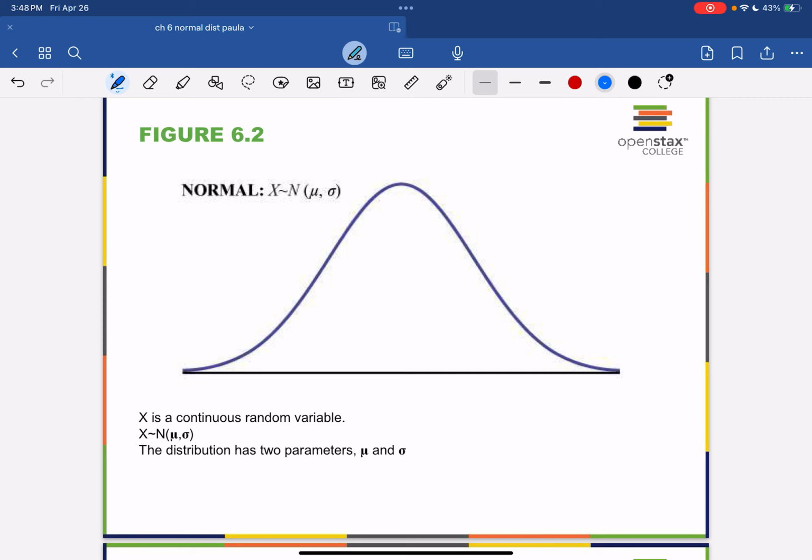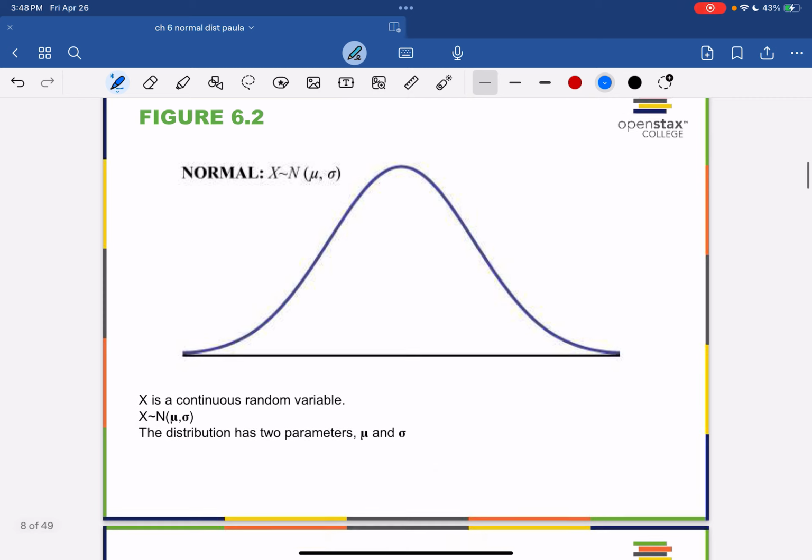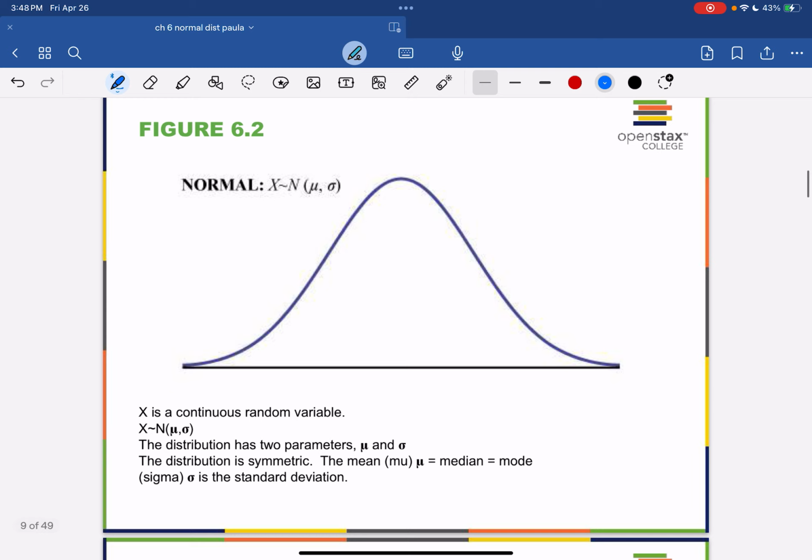So the two parameters are mu and sigma. The mean is the median, is the mode in this distribution. So they're all the same. The most popular value is the median, the middle value, and it's also the mean of the distribution. And then sigma is the standard deviation. The distribution is symmetric. It's the same on both sides. It's not skewed one way or the other.